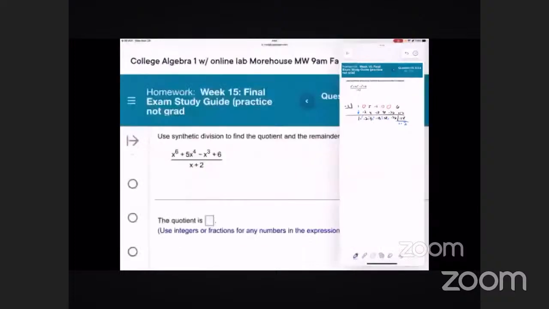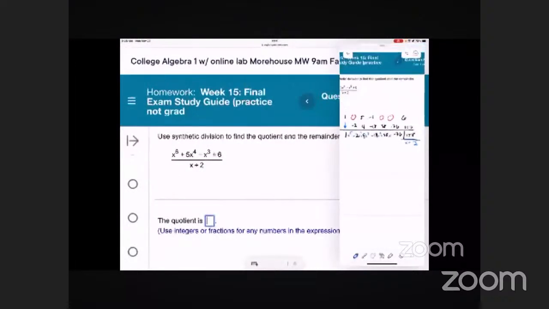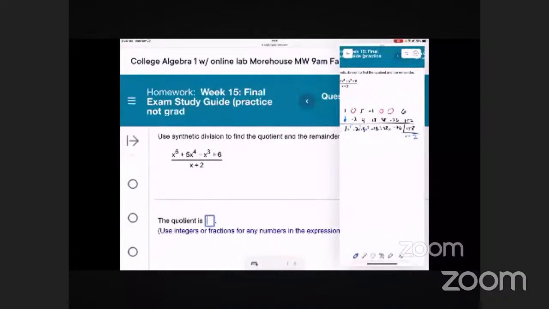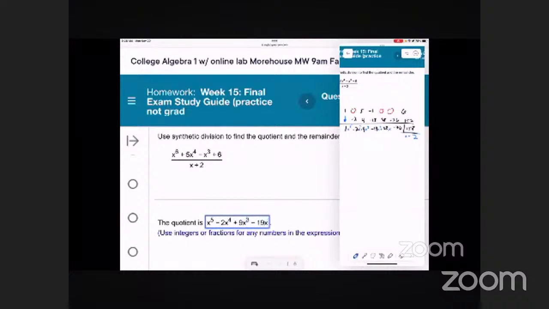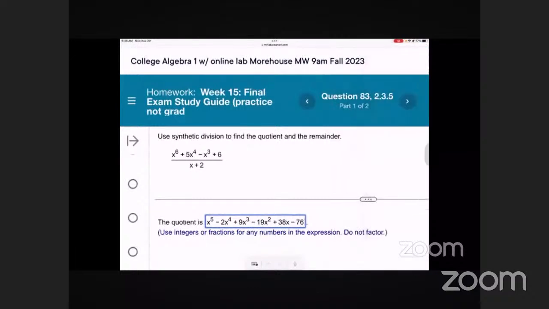All right. So we got x to the power 5 minus 2x to the power of 4 plus 9x to the power of 3 minus 19x to the power of 2 plus 38x minus 76. Let's see. The quotient. Okay, so they just want the quotient for right now. Cross our fingers. God is good. All right. And then the remainder is 158.